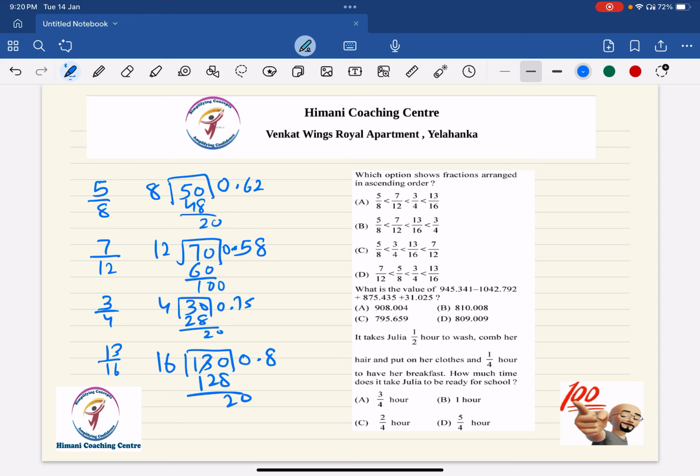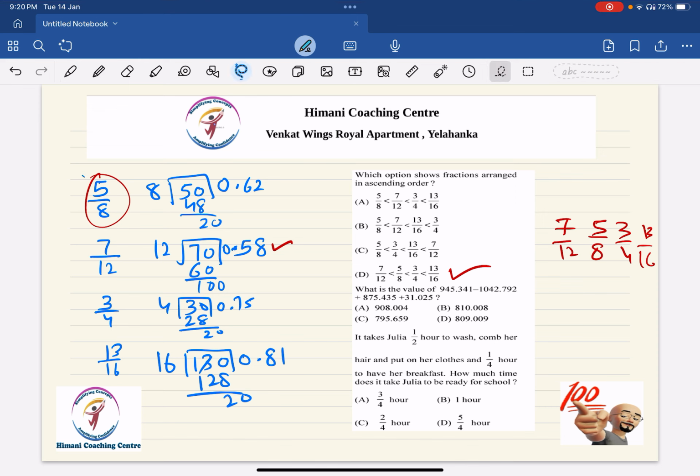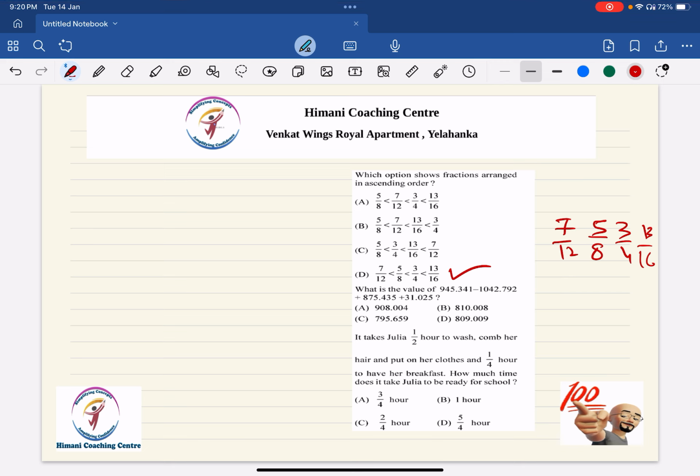Now we have to write in ascending order. So which is the least one? This. So that means we should have 7 by 12, which is smaller than 5 by 8. So 5 by 8 is smaller than 3 by 4, which is smaller than 13 by 16. So wherever that option is given, we will choose it, and that is option D. Okay. So, you can take LCM, but sometimes LCM will take too much time. So if you are good at division, do that.